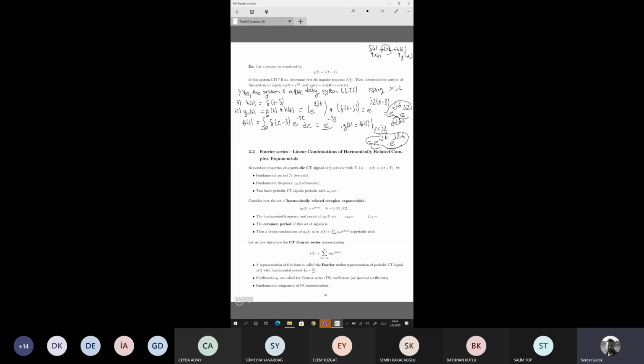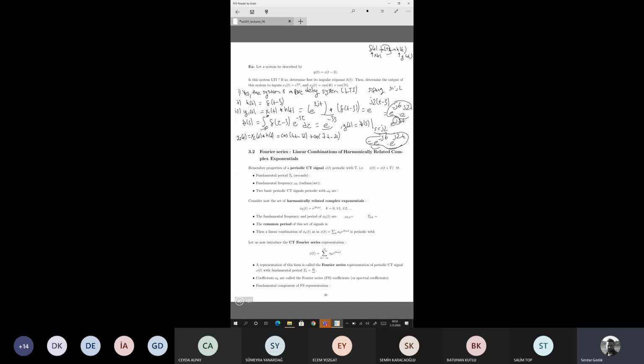So what about the second case? What about y2? y2 is actually x of t convolved with h of t. Again, by using this direct shifting property, I will put t equals t minus 3 to find the output easily. So it is cosine 4t minus 12 plus cosine 7t minus 21. So this is the direct way.